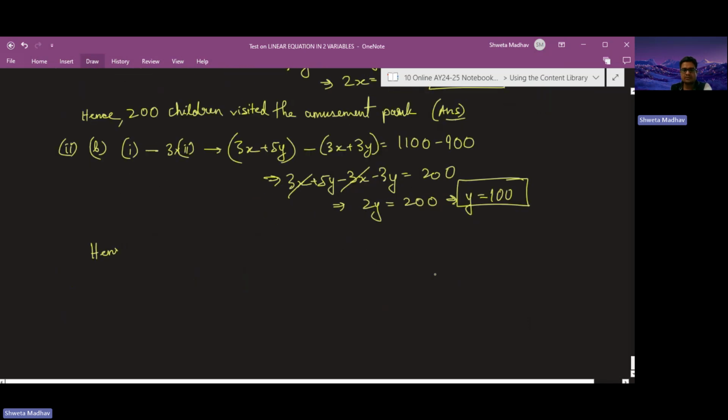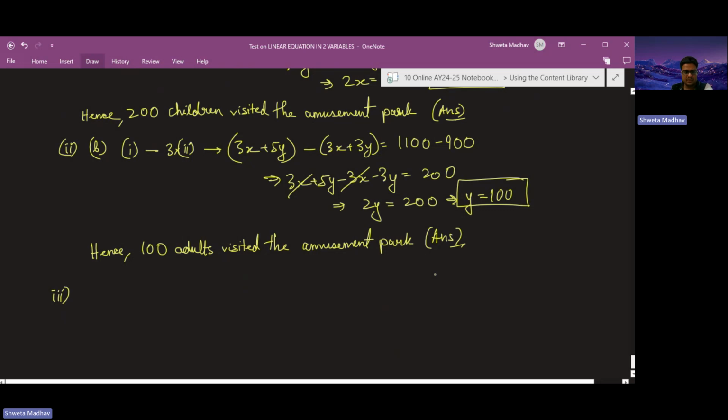Hence, 100 adults visited the amusement park on that day. So this is the answer.